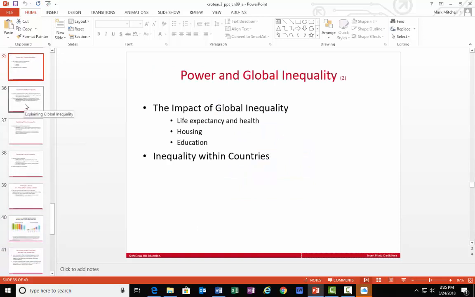Again, these things are very important because they affect individual outcomes such as your life expectancy and health, your ability to have housing, and then, of course, whether you're able to go to school or not.